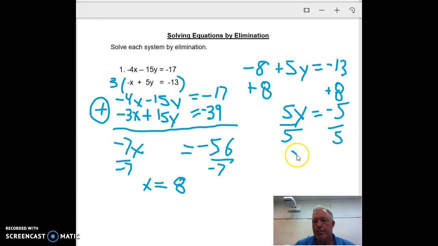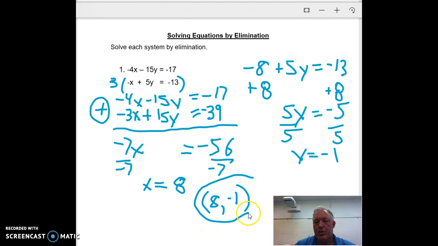Negative 5 divided by 5 is negative 1. So the solution for these equations is going to be x equals 8, y equals negative 1. Remember, we write the solution down as like a point on a graph. So there would be the final answer for number 1.